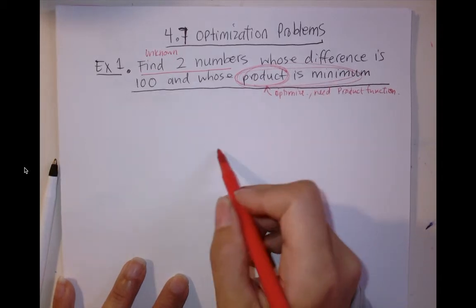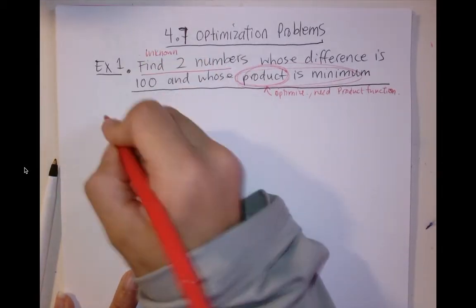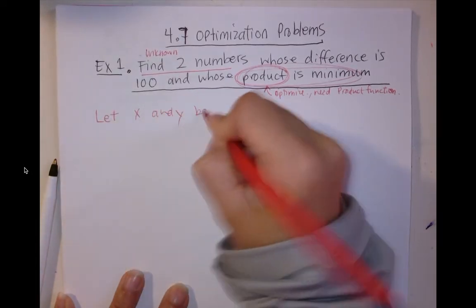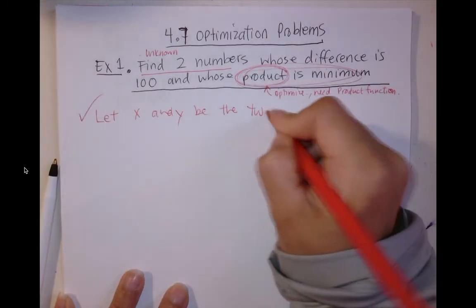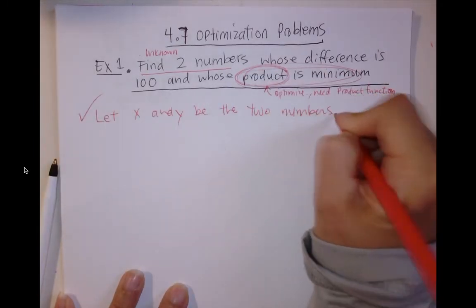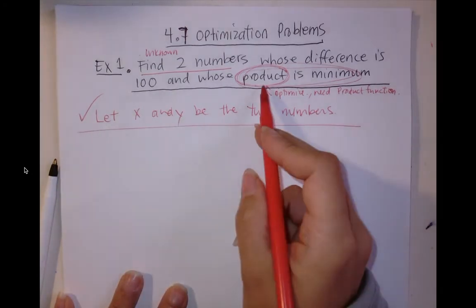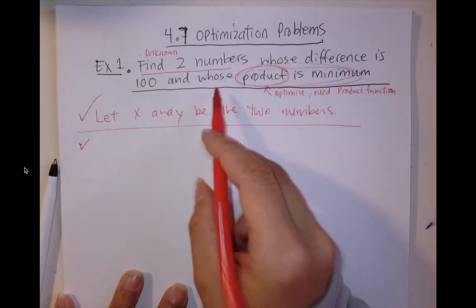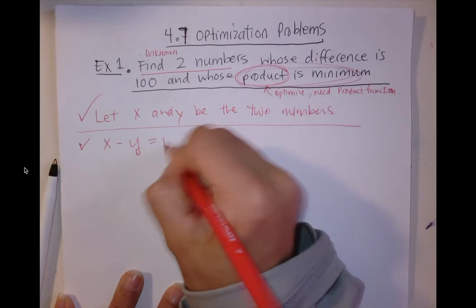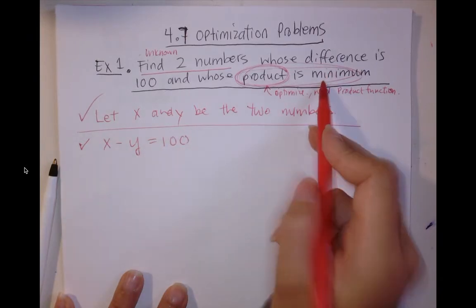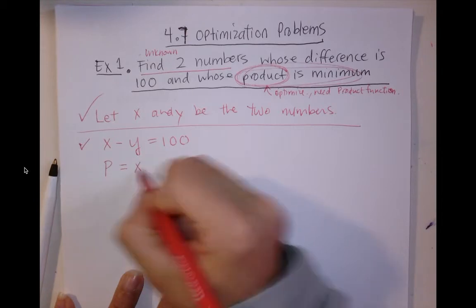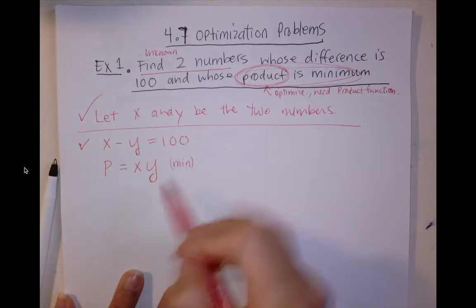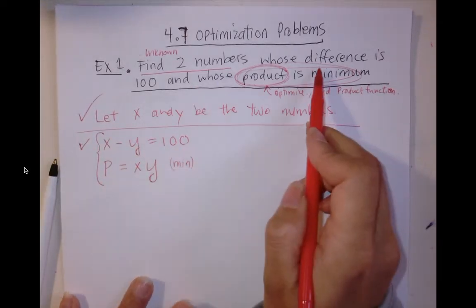Okay, so I start with my unknowns and I start declaring my variables here. So let x and y be the two numbers. Okay, the next thing I'm going to do is try to create this function that I need. I'm given that the two numbers have a difference of 100, so that immediately lets me know x minus y is equal to 100, and whose product is minimum. So the product is p equals x times y, and this has to be minimum. Okay, so these are the two equations I get from the problem.